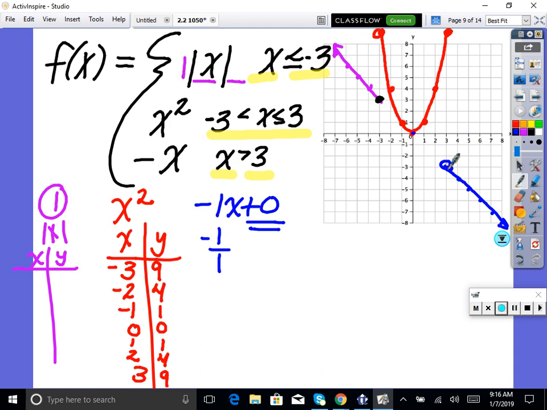Now let's connect to make sure everything looks good. If I draw straight across, there's no double dipping anywhere. Closed circle, open circle. Closed circle, open circle. And there's no gaps. It's connecting straight through. Questions? As long as you know how to graph stuff, it's not bad.